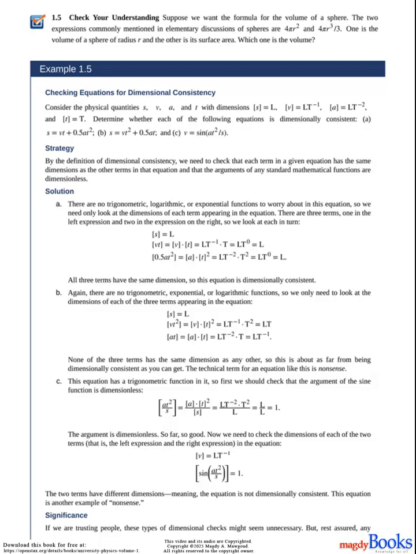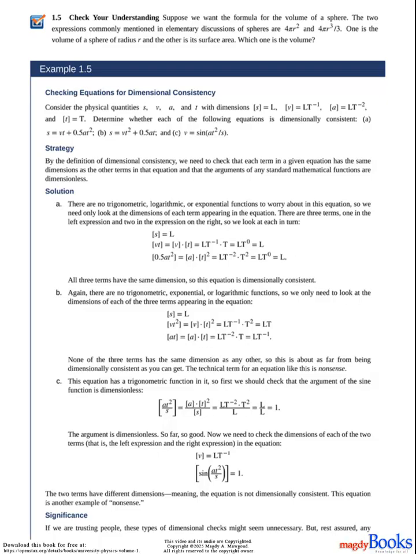C. This equation has a trigonometric function in it, so first we should check that the argument of the sine function is dimensionless. [at²/s] = [a]·[t²]/[s] = Lt⁻²·t²/L = L/L = 1. The argument is dimensionless. So far, so good.